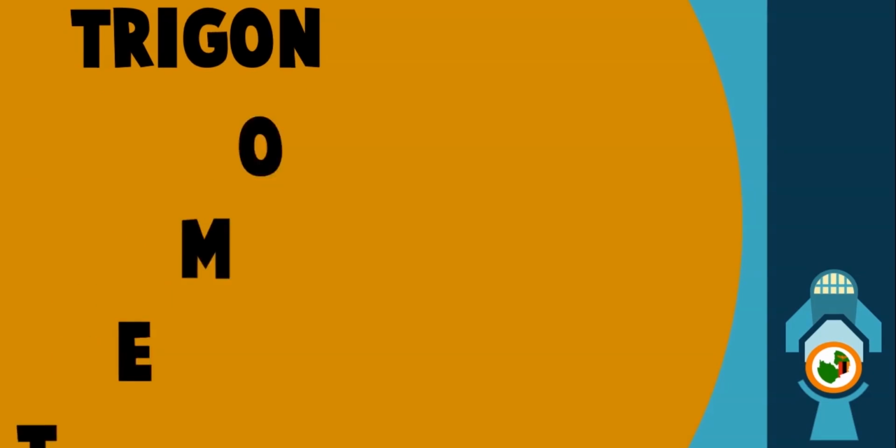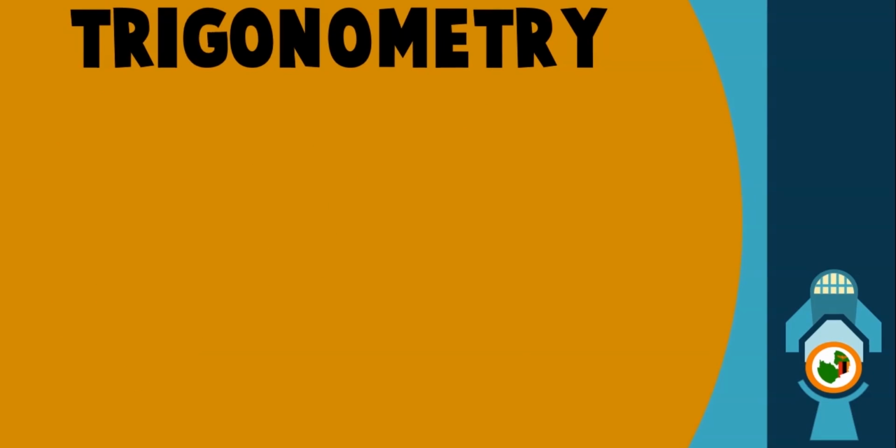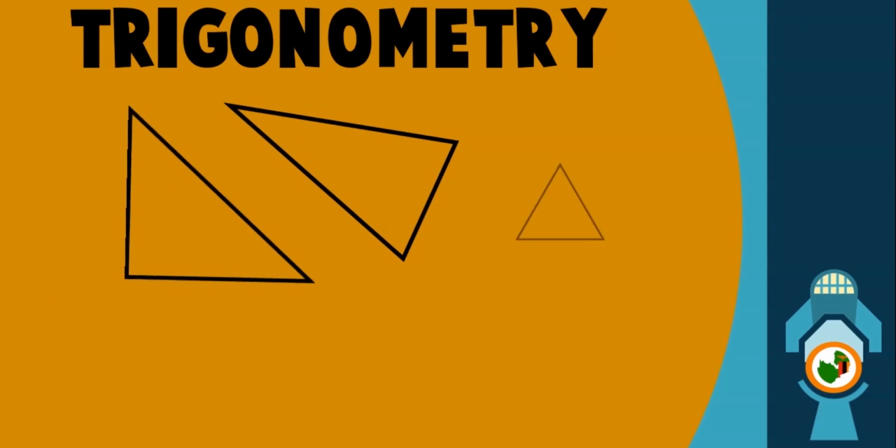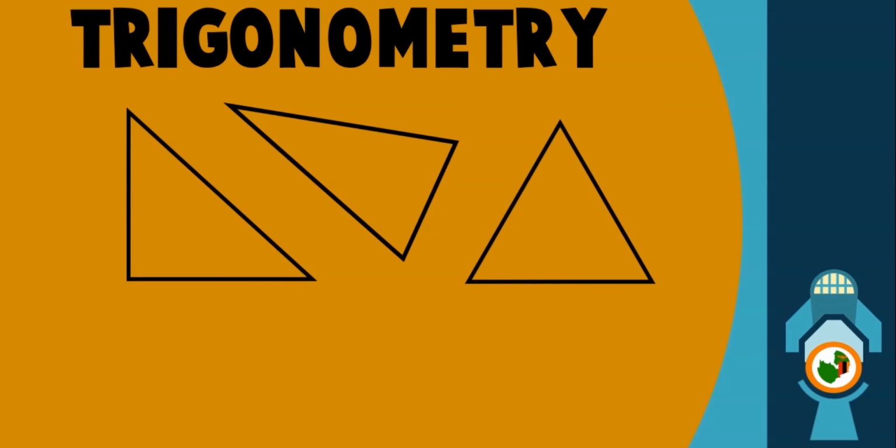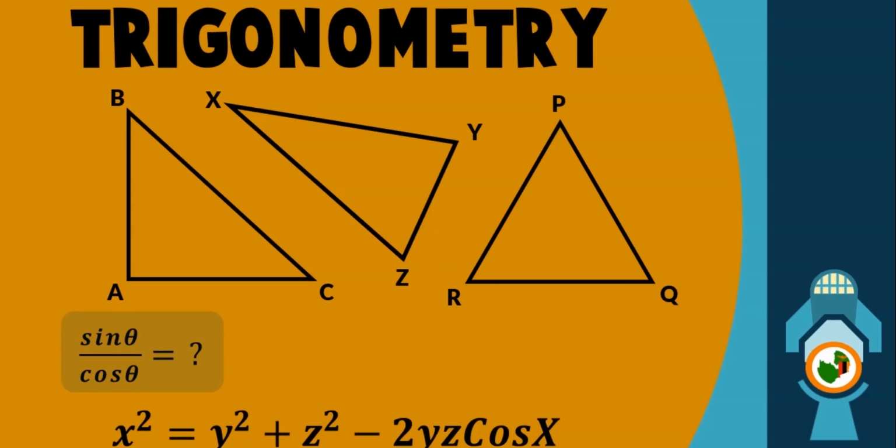Hi there. In this video, we're going to be talking about trigonometry. Trigonometry is a topic in mathematics where we look at triangles. Specifically, we'll be looking at the sides of these triangles, the lengths of these sides, and the relationships that these lengths have with the angles of this triangle. There are many relationships in trigonometry, so we want to focus on the main ones that you need to know.